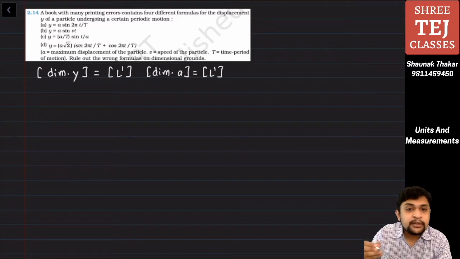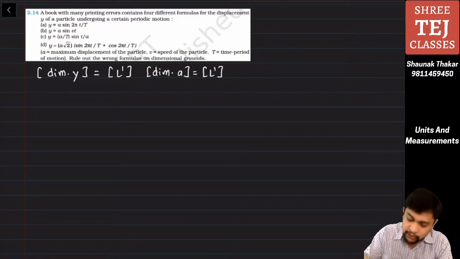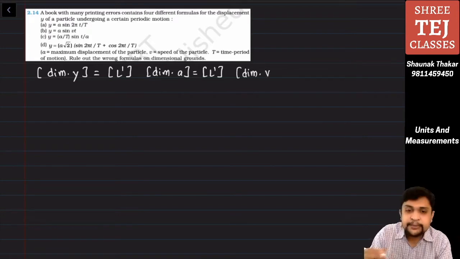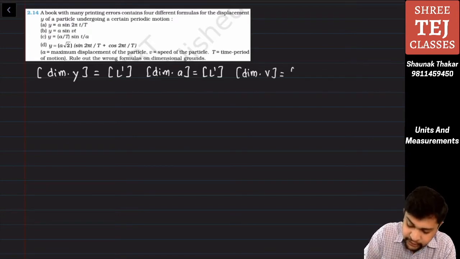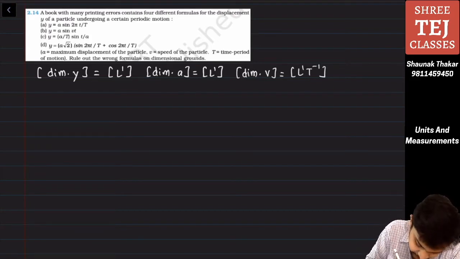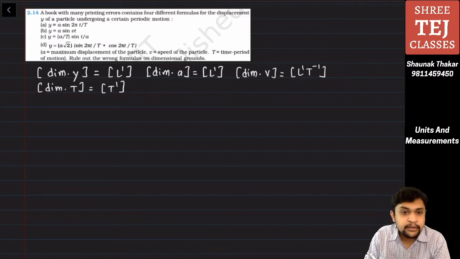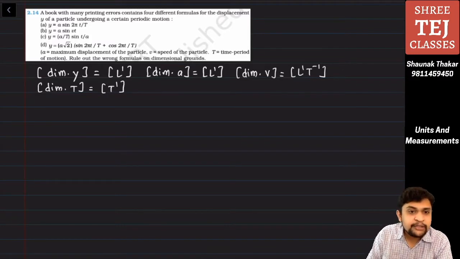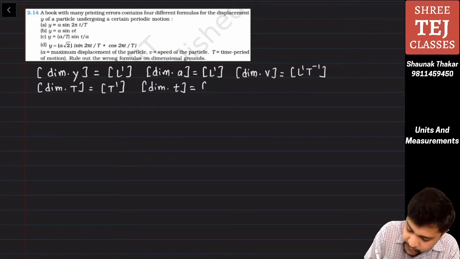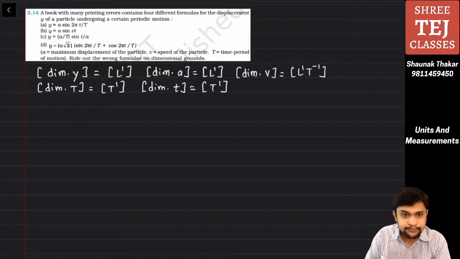What will be dimension of V? Speed of the particle. Dimension V is speed, so it will be length raised to 1 time raised to minus 1. Then we have time period T. Dimension time period T will be time raised to 1. And we have small t, which will be variable of time t. Dimension small t, it is also time, so it also will be t raised to 1.